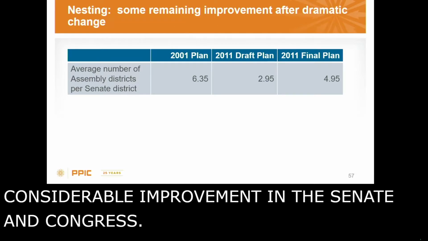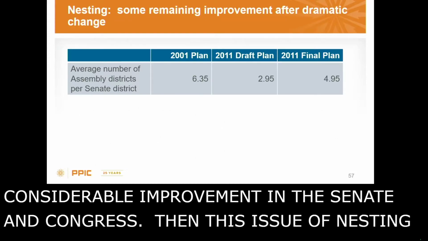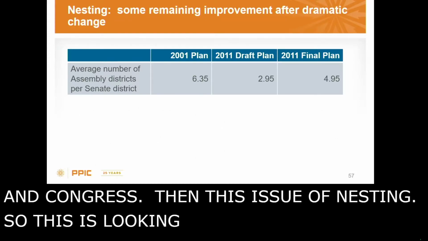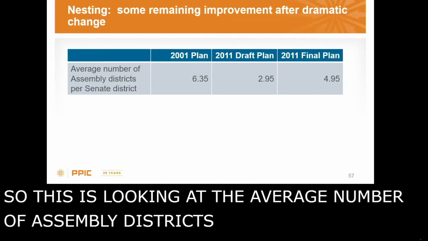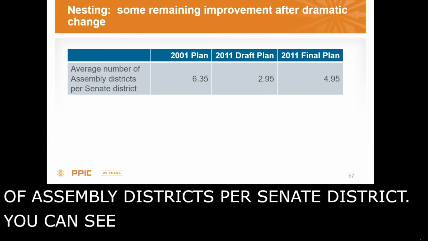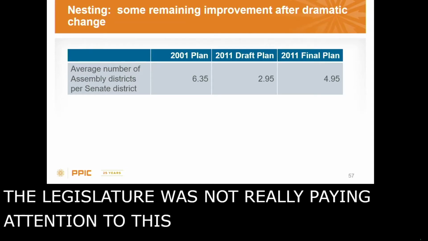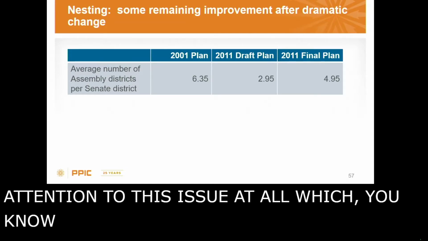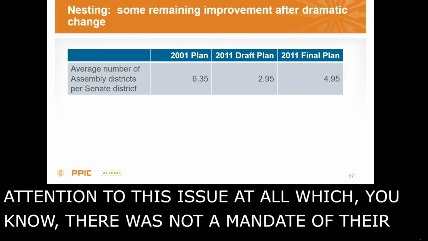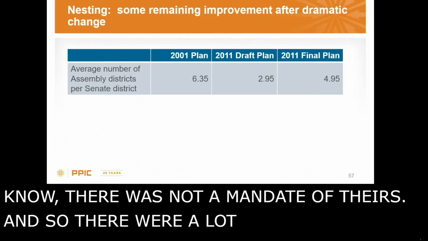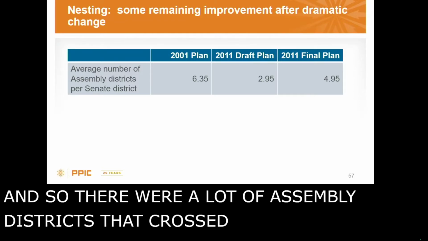And then this issue of nesting. This is looking at the average number of Assembly districts per Senate district. You can see in the 2001 plan there were quite a lot, which tells you that in 2001 the legislature wasn't really paying attention to this issue at all, which wasn't a mandate of theirs. And so there were a lot of Assembly districts that crossed over into any given Senate district.